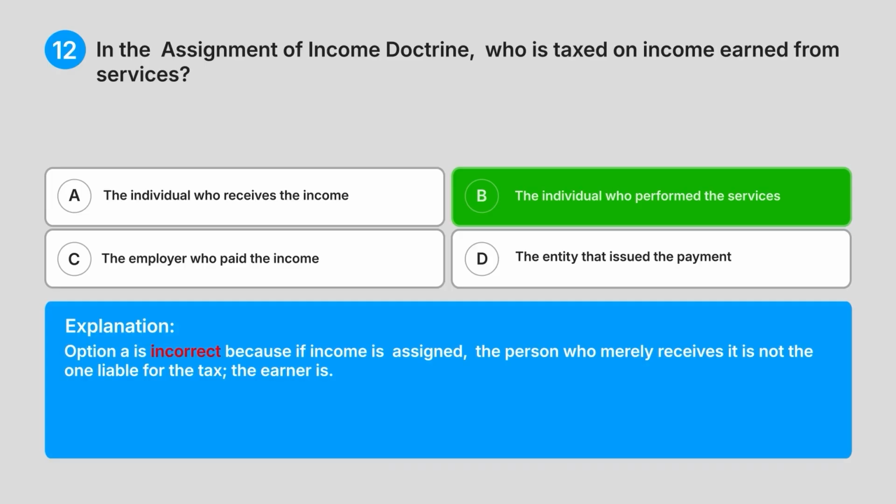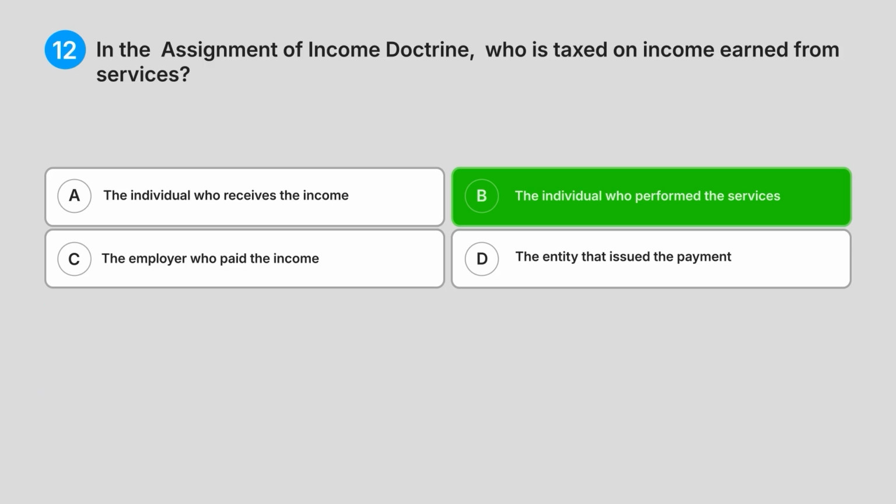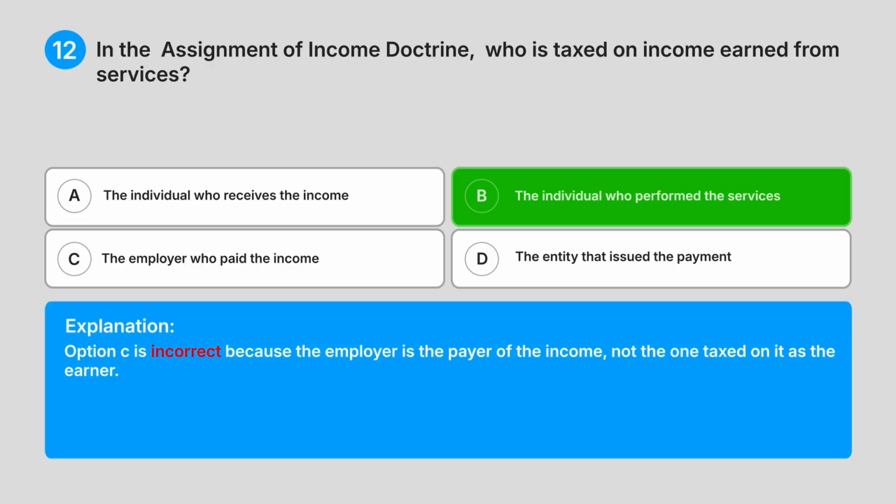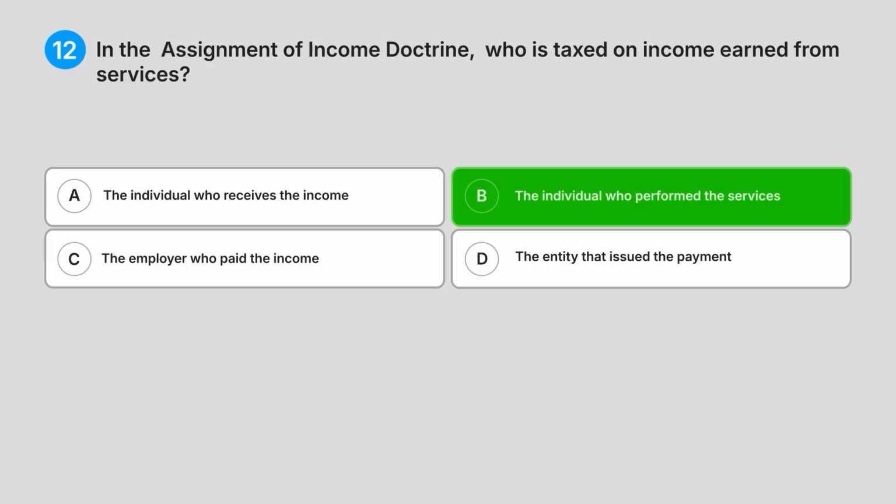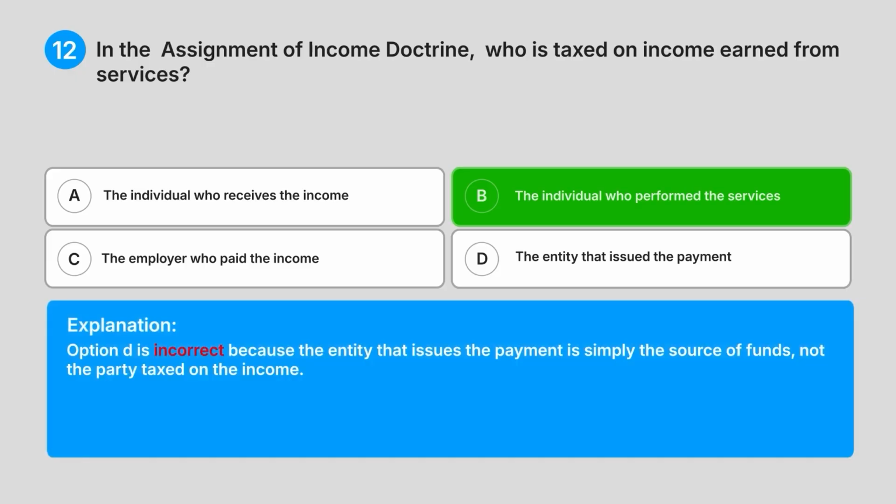Option A is incorrect because if income is assigned, the person who merely receives it is not the one liable for the tax. The earner is. Option C is incorrect because the employer is the payer of the income, not the one taxed on it as the earner. Option D is incorrect because the entity that issues the payment is simply the source of funds, not the party taxed on the income.